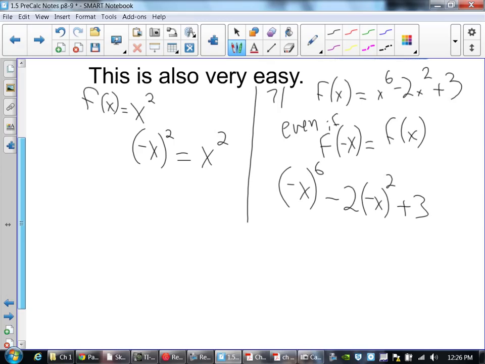When I have a negative value to an even power, what will my value always be? They're all positive. Positive, that's what I'm looking at. Any negative value to an even power will always be positive. Negative 3 squared is 9. Negative 3 to the 4th power is 81. Negative 3 to the 6th power is a bigger number, but it's positive.